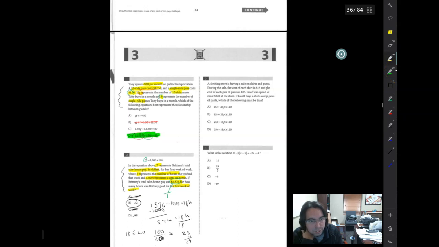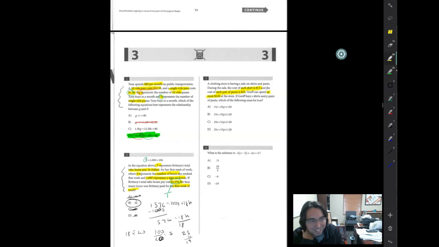It says a clothing store is having a sale on shirts and pants. During the sale, the cost of each shirt is $15, and the cost of each pair of pants is $25. Jeff can spend at most, it says at most, so we can't spend more than $120. That means you don't have any more money in your pocket or a credit card to use or anything.